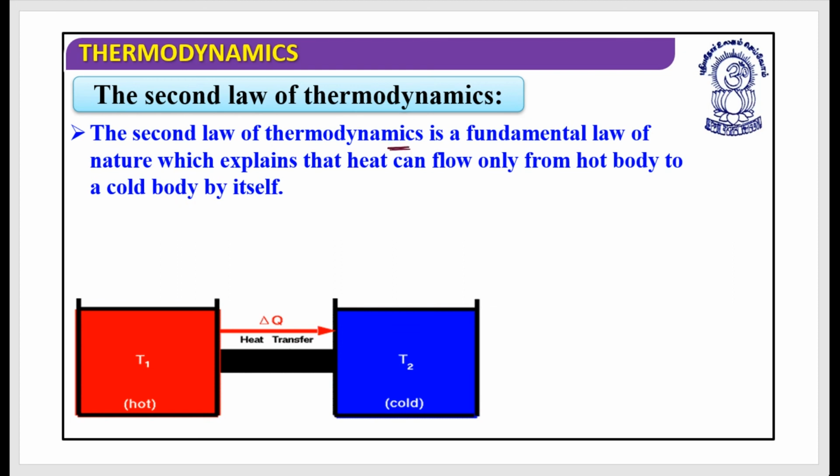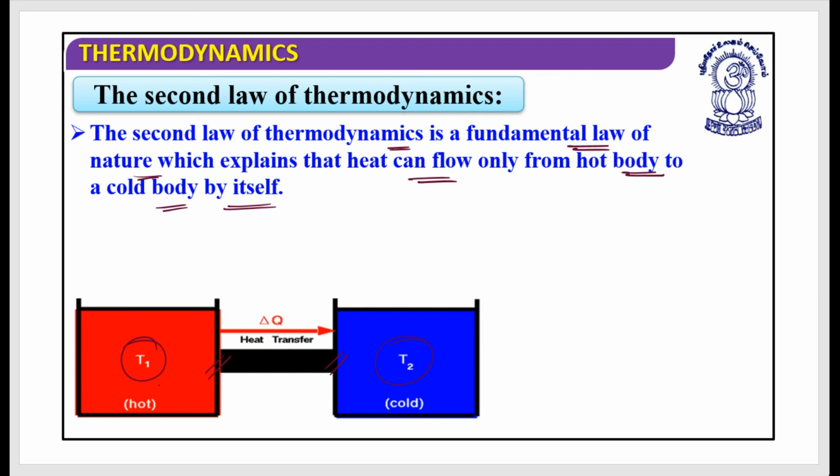The second law of thermodynamics is a fundamental law of nature which explains that heat can flow only from a hot body to a cold body by itself. Let's understand that this is the body which is at a higher temperature, which we denote by T1, and heat is transferred from this body to this body, which is at the colder temperature T2. If such is the situation, then heat can always flow from the hot body to the cold body.